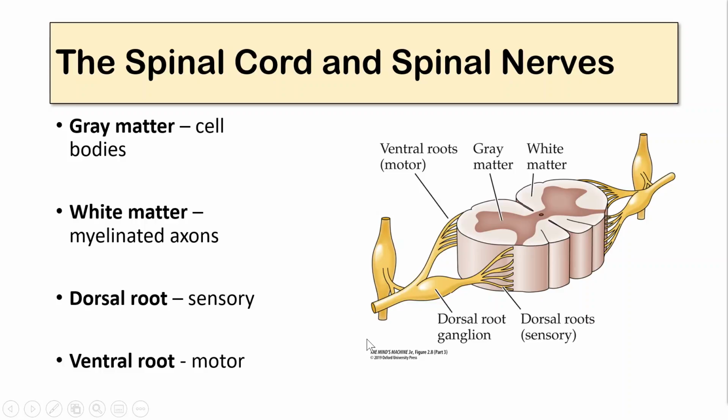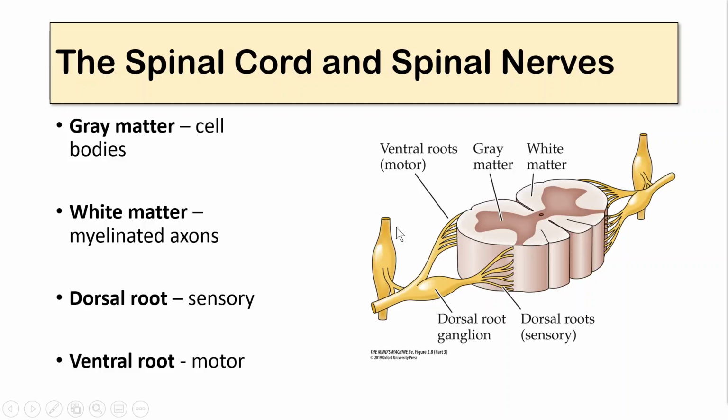So just to reiterate that again, sensory inputs along sensory nerves are coming in through the dorsal roots, and this bulge here are the cell bodies of sensory neurons that make up part of the dorsal root ganglion. A ganglion is a collection of cell bodies in the periphery. So this dorsal root ganglion indicates that this is sensory. The ventral roots are the motor nerve outputs.